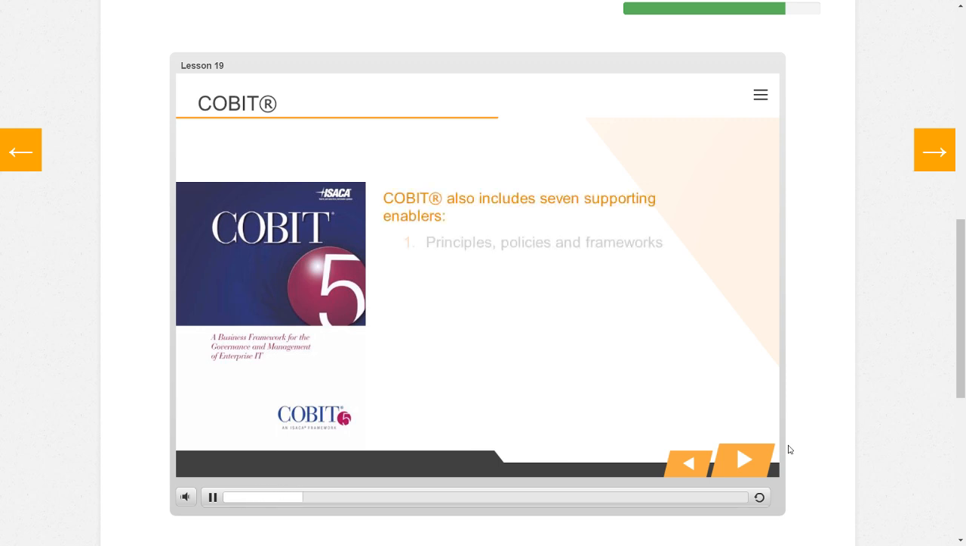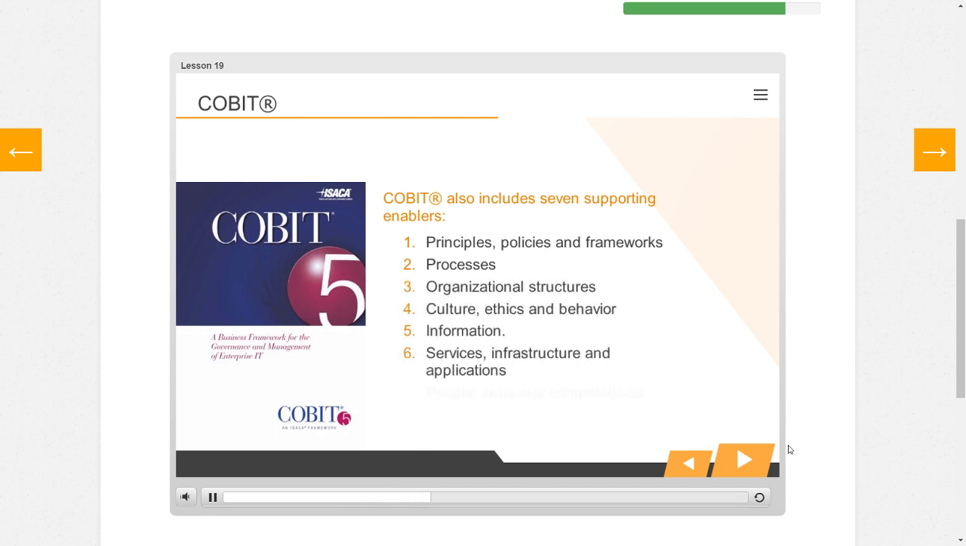COBIT also includes 7 supporting enablers, which you can see on screen here. Its guidance addresses a framework to organize IT governance objectives, process descriptions, control objectives, management guidelines, and maturity models.